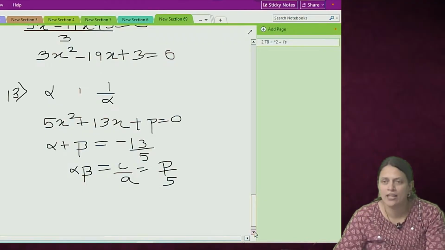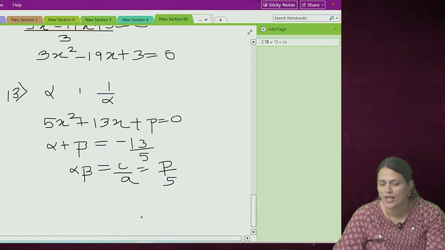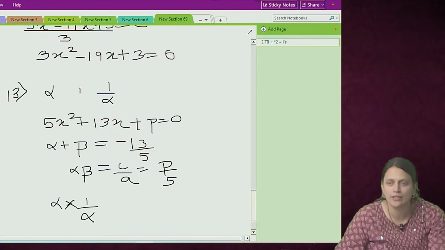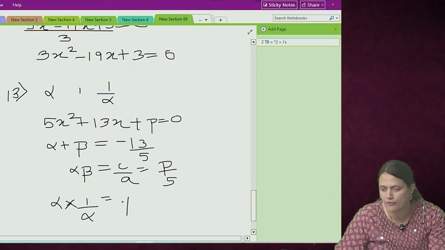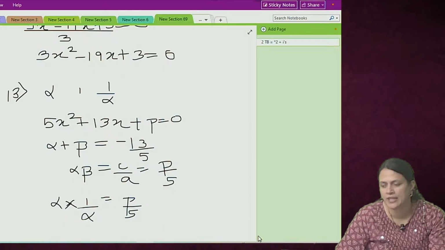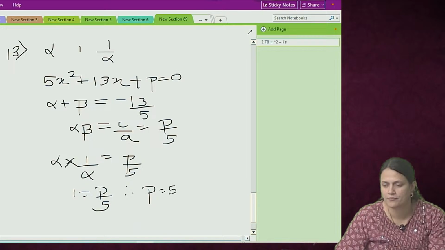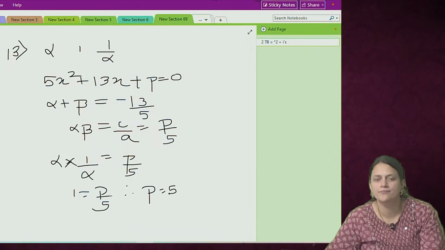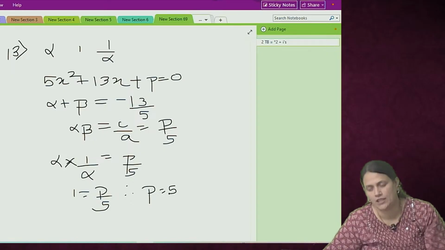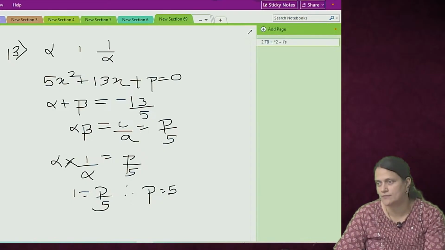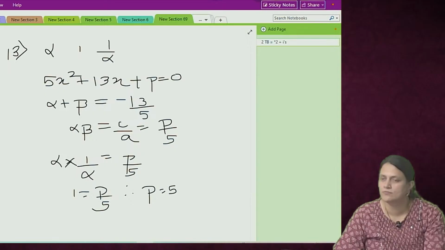Now if we say alpha and 1 upon alpha are the roots, okay. So alpha into 1 upon alpha. कारण आपल्या केस मध्ये बीटा नाही आहे ना. Other root is given to us as 1 upon alpha. That is equal to p upon 5. Therefore, we can say 1 is equal to p upon 5. Therefore, the value of p is going to be 5. So that is going to be option B for question number 13. Option B is the correct answer. Done.